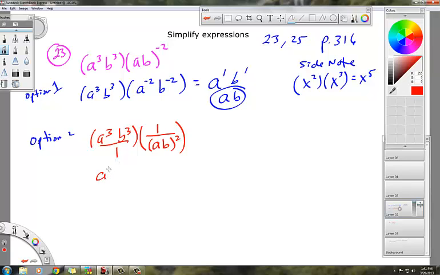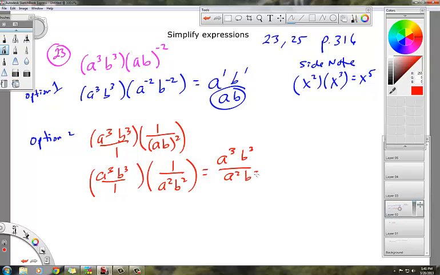On the next step, it would be a cubed b cubed in the first parenthesis, and on the other one, it's 1 over, and down here it would be a squared b squared, just like before. Well, then if you put these over top of each other, we multiply straight across, this is going to equal a cubed b cubed over a squared b squared. And then you can see what's going to happen is these are going to cancel here.